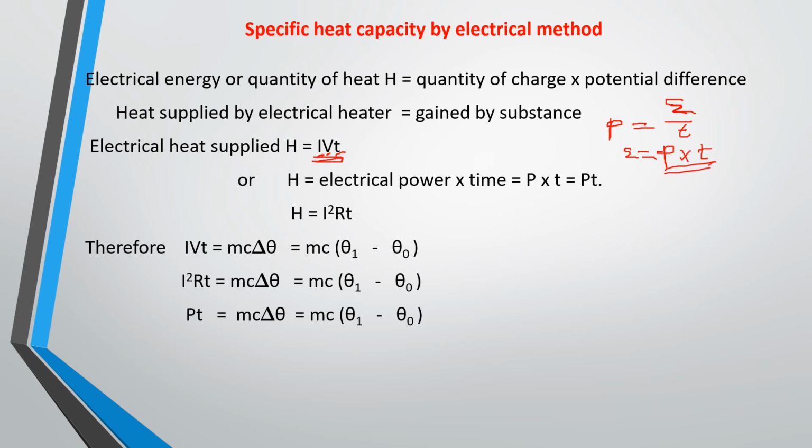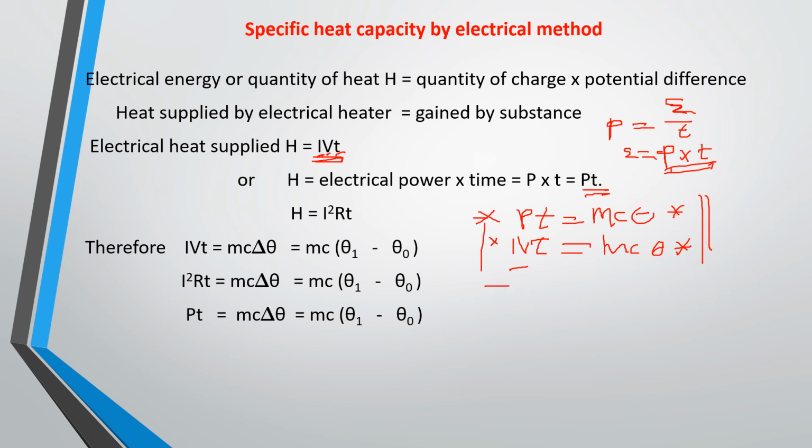Depending on the equation that you are given, you can actually use this power times time. Power times time equals heat energy, which equals mc theta. Or you can use IVT, which is heat energy from electricity, equals mc theta. So depending on the equation that you are given, you can apply any of these equations to solve when it has to do with electrical energy. Okay, so having said that, we can just solve some problems for you to understand this better. So let's solve a problem.